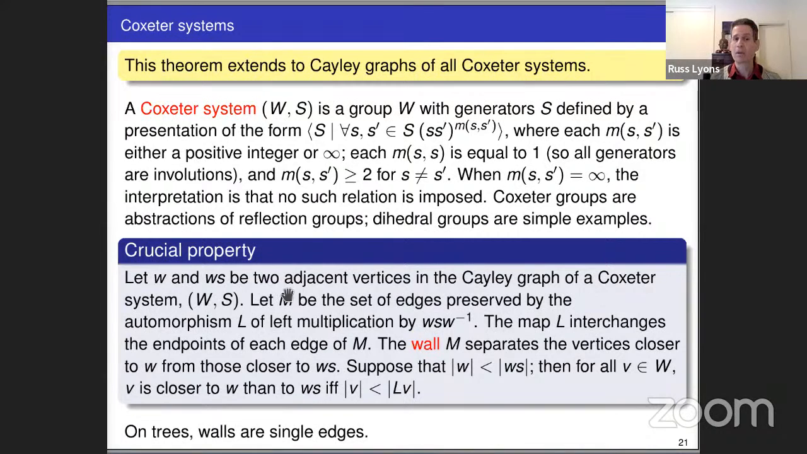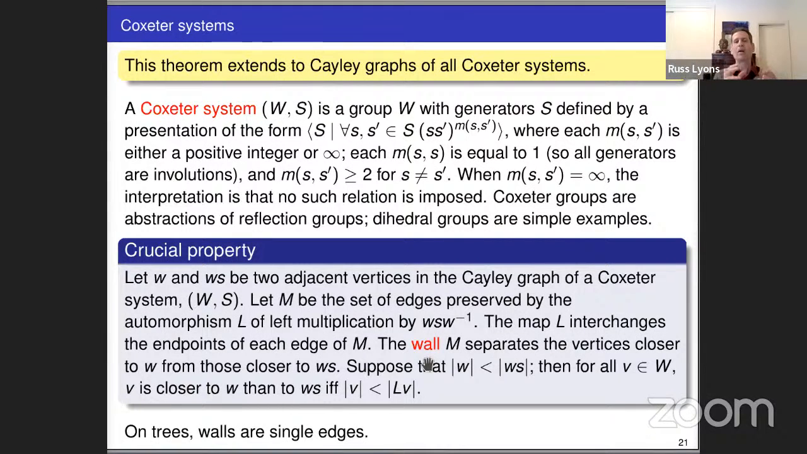Suppose that W and WS are 2 adjacent vertices, and I multiply by this conjugate of S, WSW inverse, on the left. Left multiplication of a right k-graph is a graph automorphism, and in fact of the k diagram. Certain edges might be preserved, call that M. And this map L interchanges the endpoints of each edge in M. We're going to call this set of edges a wall, also called a hyperplanar mirror. And it separates the vertices closer to W from those closer to the other endpoint, WS.